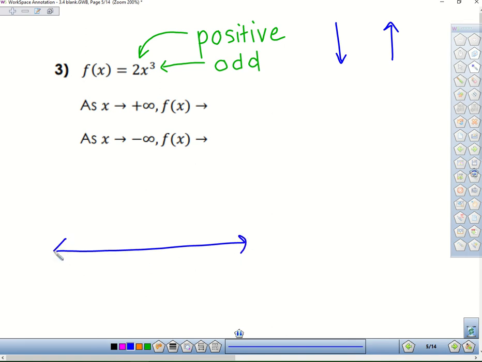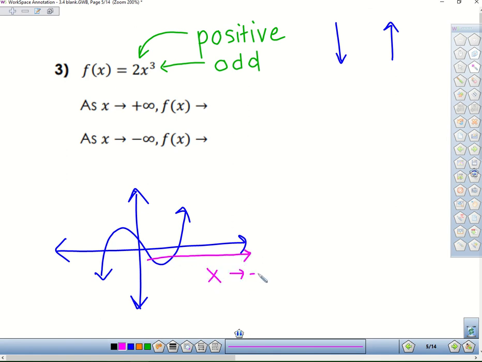So if I draw a rough sketch, this is a cubic function. It goes down, up, like that. So it looks something like that, okay? As my x values go to the positive direction, what happens to my function over here? Up or down? Up, so it goes to positive infinity. As my x values go in the negative direction, what happens to my function? Does it go down or up? Down, so this is negative infinity here.